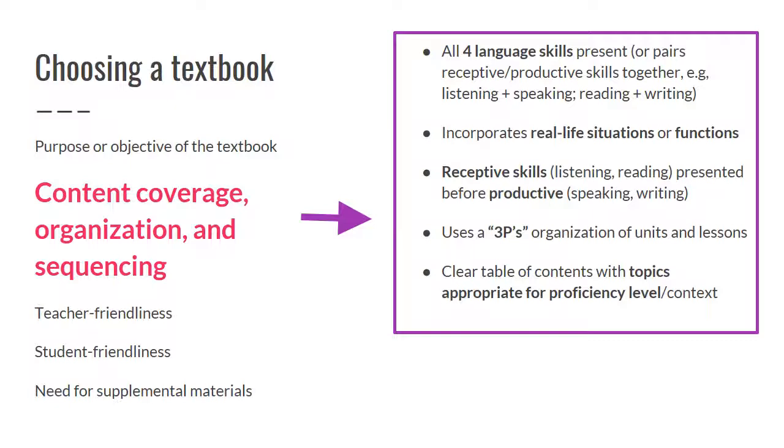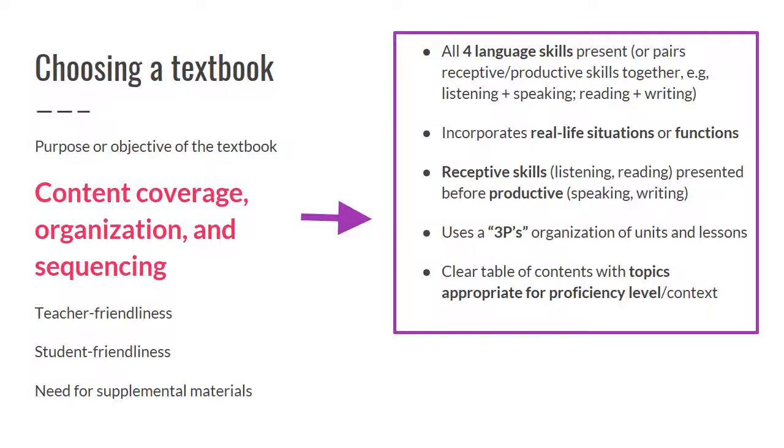After looking at the table of contents, browse through a few units and see if the textbook incorporates all 4 language skills. Ask yourself, does it also use real-life situations or functions as the basis for language practice? Another indicator of textbook quality is one that presents listening and reading activities before having students practice speaking and writing the language, thus mirroring natural language acquisition.